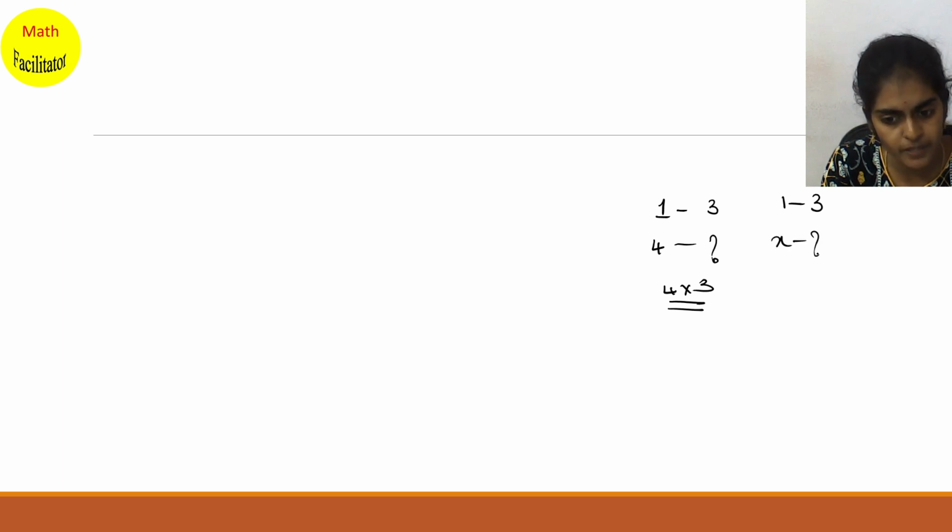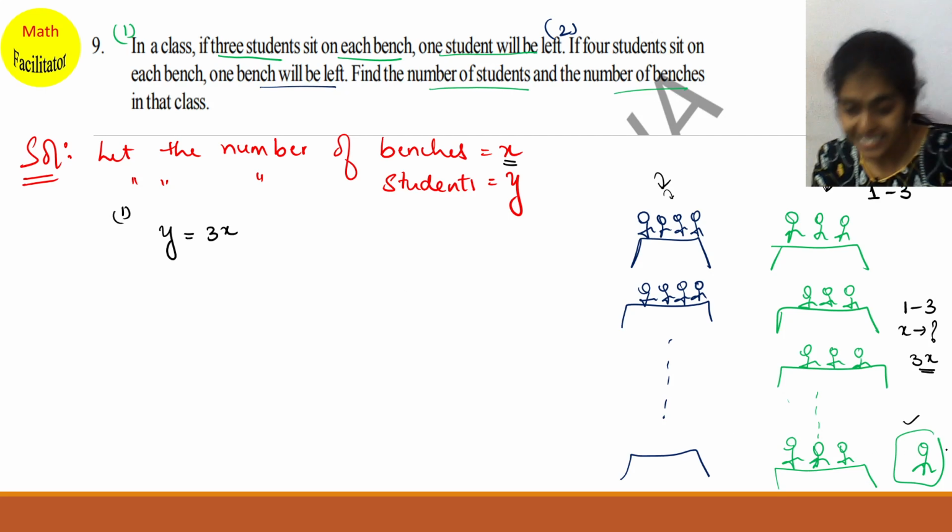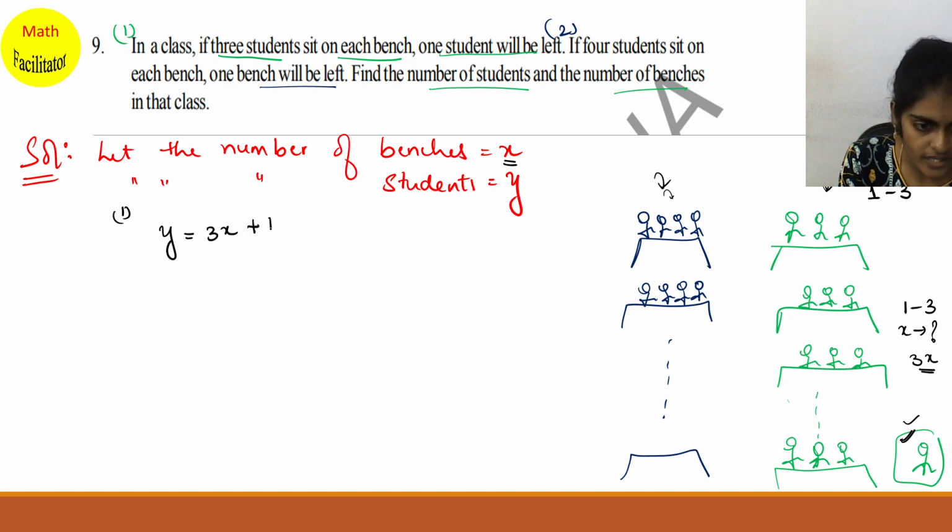In x benches how many students will be sitting? 3 into x, or 3x I can write. So 3x students are sitting. But you can see here one student is left over, isn't it? So that student also I should add.